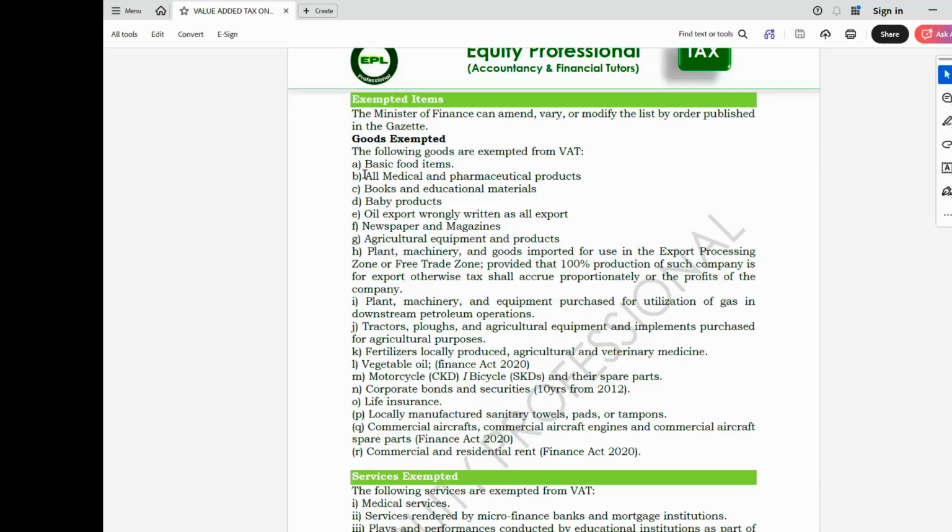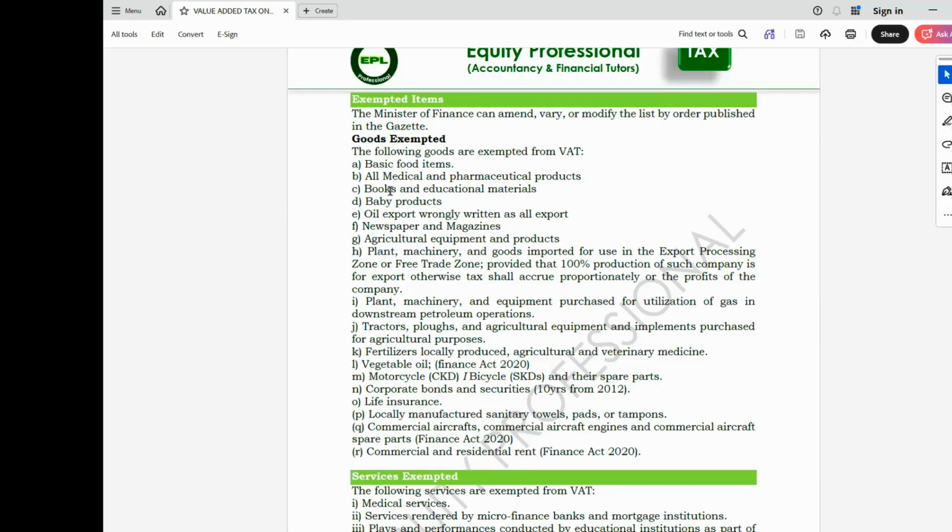Then all medical and pharmaceutical products, because government wants good health for the citizens, those are also exempted. We have books and educational material. Government also wants you to be knowledgeable. Then baby products, they want you to have more children.